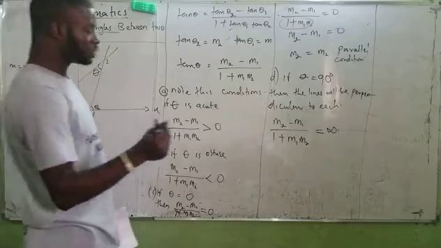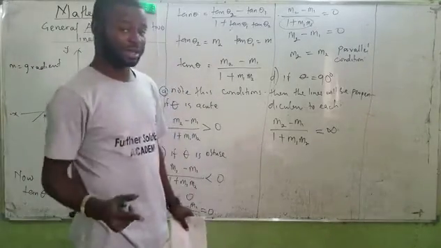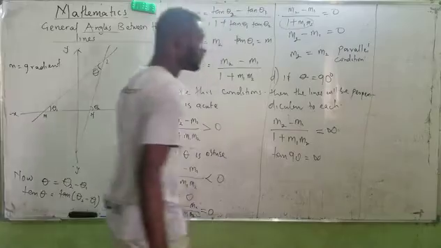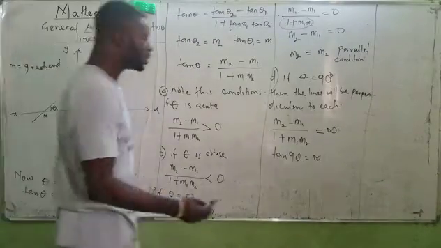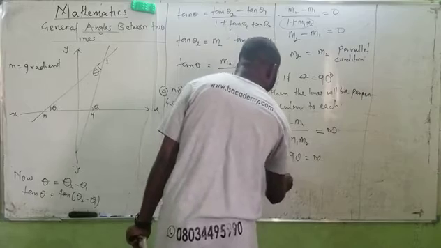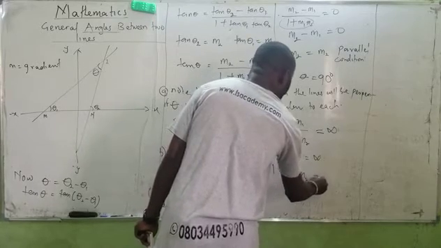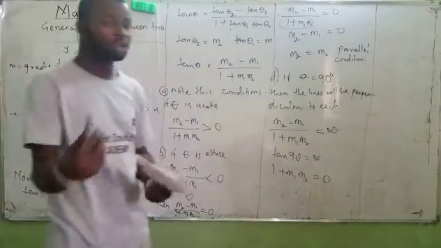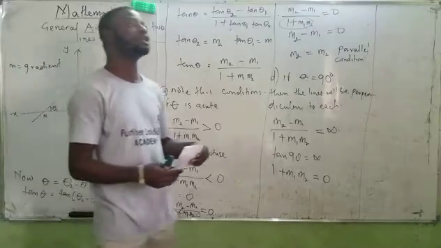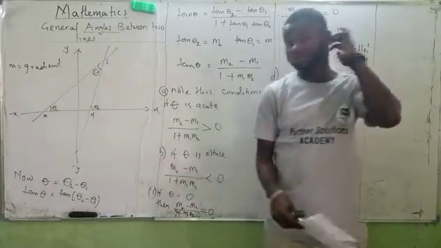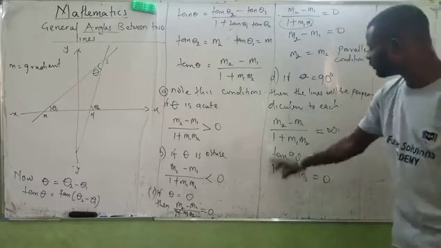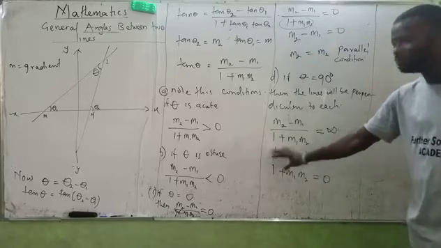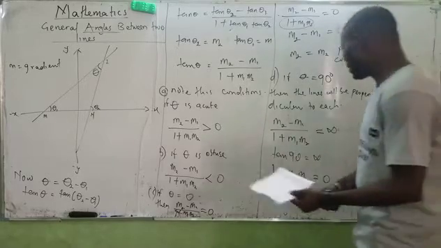Now, listen to me. Tan 90 is undefined. We all know that. Take note of that. For this to be undefined, 1 plus M1 M2 will be equal to 0. I told you earlier, when you talk about algebraic expressions, there are defined and undefined expressions. If the denominator equals 0, the whole function will be undefined.